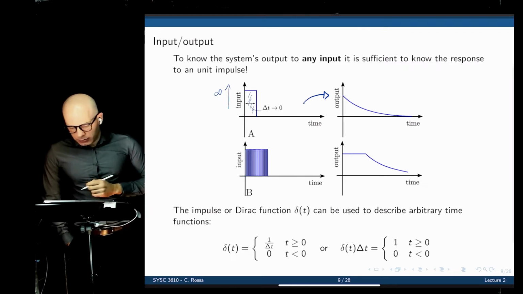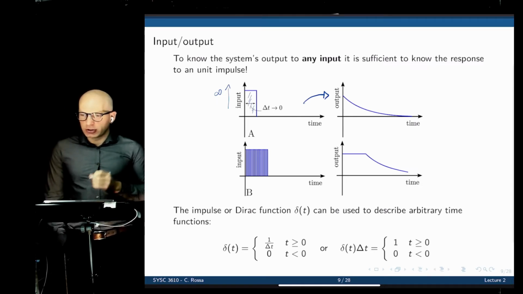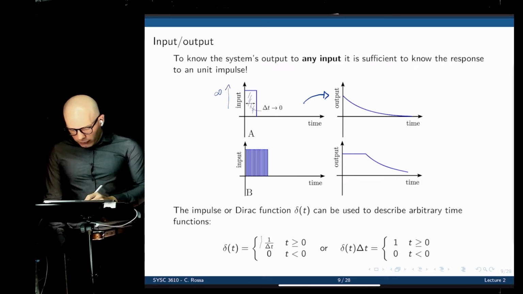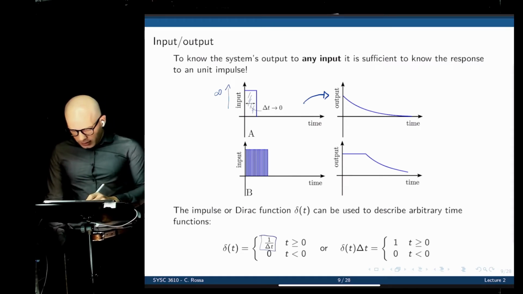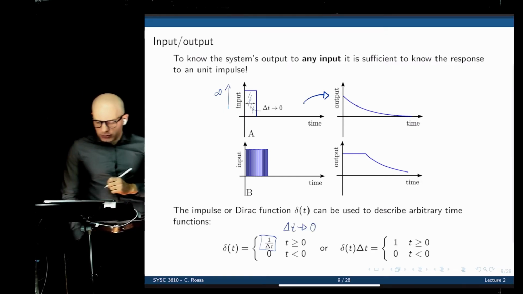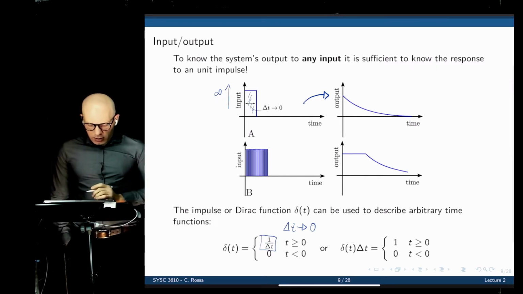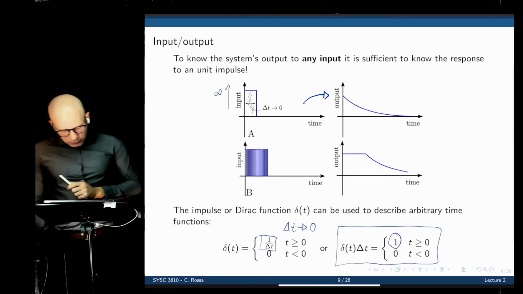I'll get into more details soon. So how do you define this function mathematically? Well, this function is the Dirac function, or the delta function that you're probably familiar with. It is defined mathematically as 1 over delta t when time is greater than 0, where delta t tends to 0. We can rewrite this expression to have a unit impulse here. Just multiply both sides by delta t, and this is the definition of the Dirac input function.